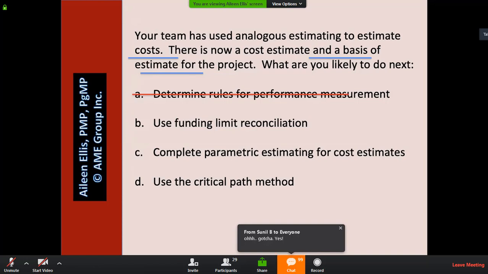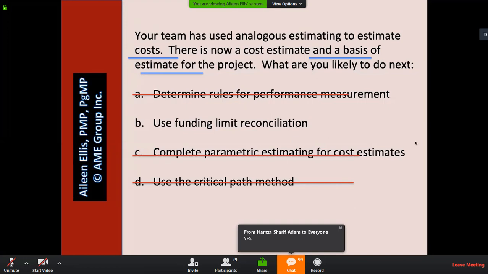Let's go to C, complete parametric estimating for cost estimates. When does answer C occur? In what process? C occurs in estimate costs. So would you agree C should have already happened because we've just finished estimate costs?